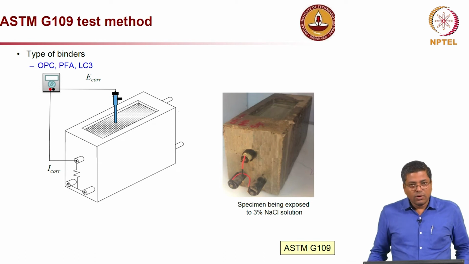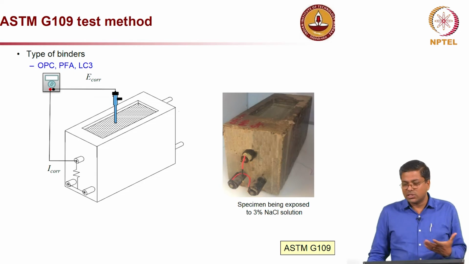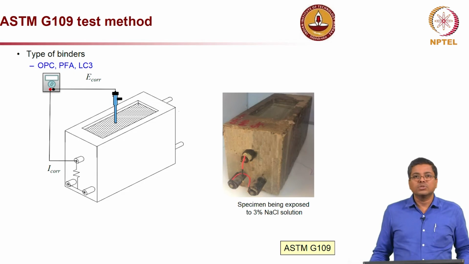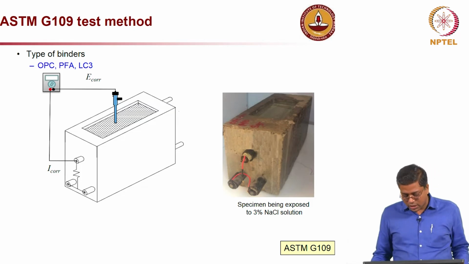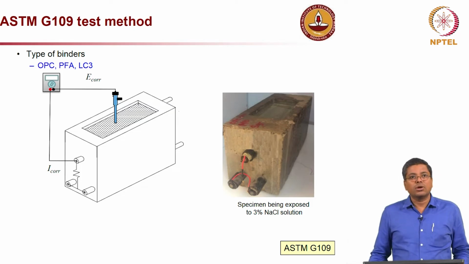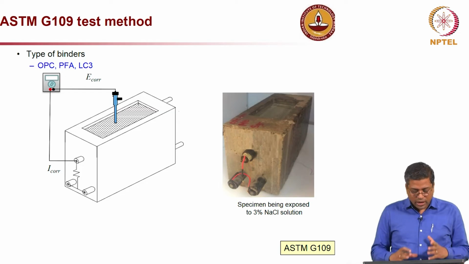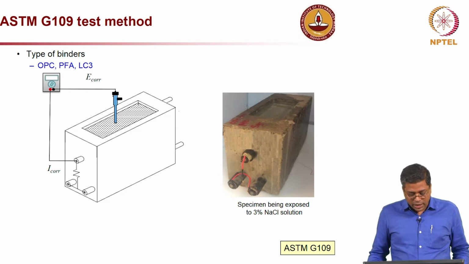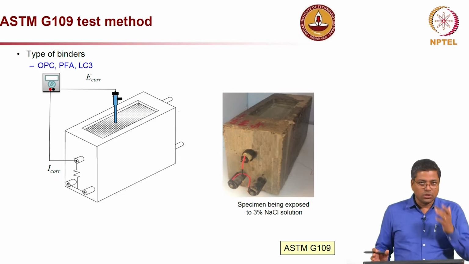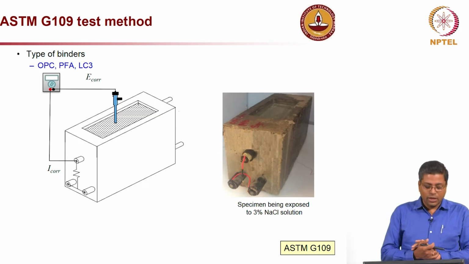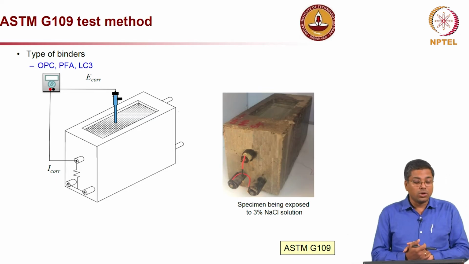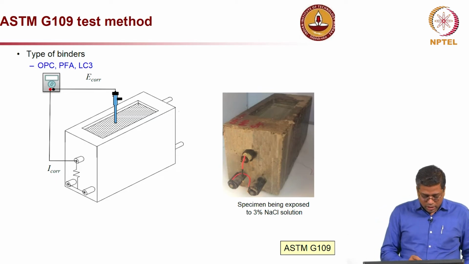Now, one widely used test method is ASTM G109. The test method itself does not say that it can be used for chloride threshold, but people have started using it for determining chloride threshold based on the time of initiation, or whenever the readings showed initiation of corrosion, and this is heavily dependent on the macro cell corrosion between the top rebar and the bottom rebar.